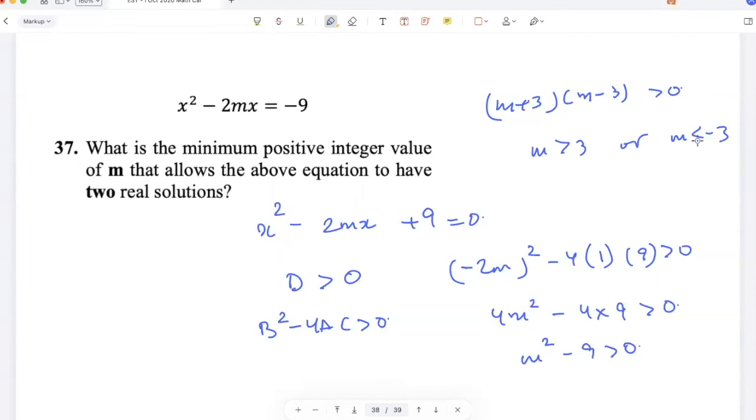So what is the minimum positive integer? So m should be greater than 3, so 4.